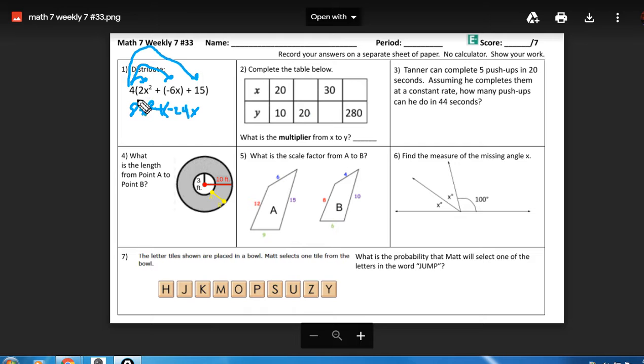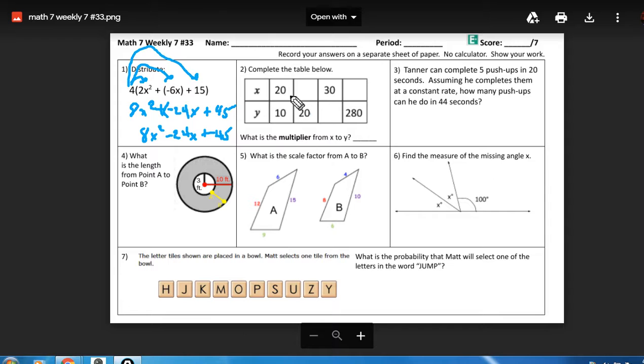Okay, and then we have 4 times 15, so it's still positive. And 4 times 15 is going to be 45. Okay, so our final answer, 8x squared minus 24x plus 45.